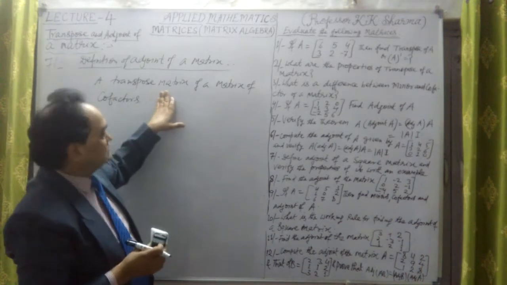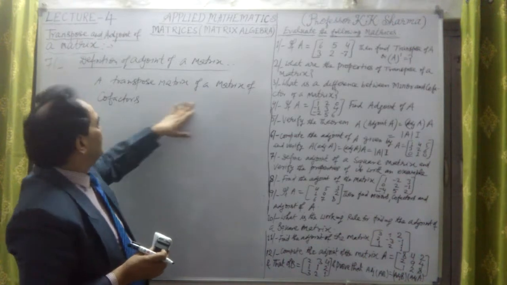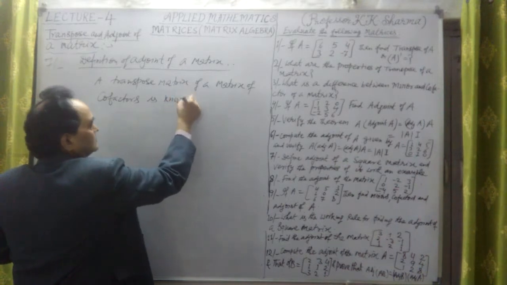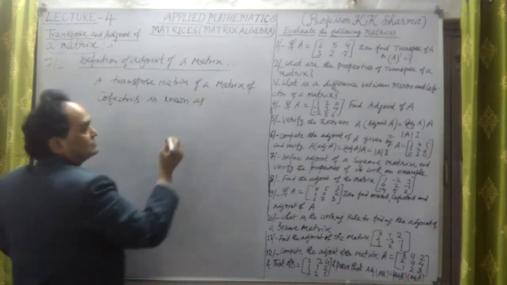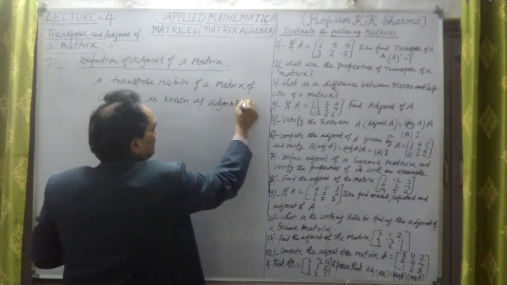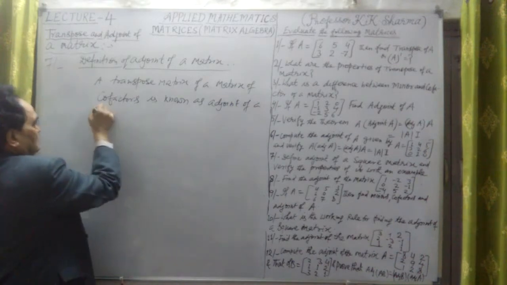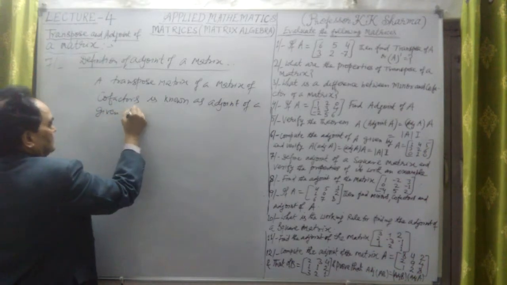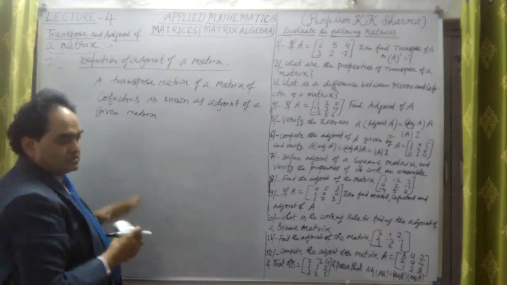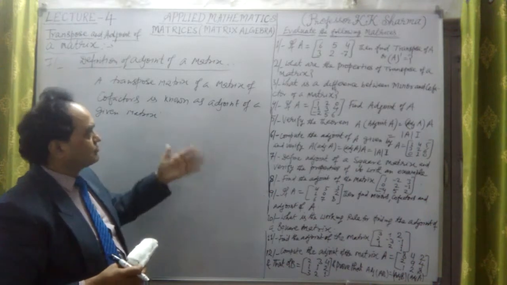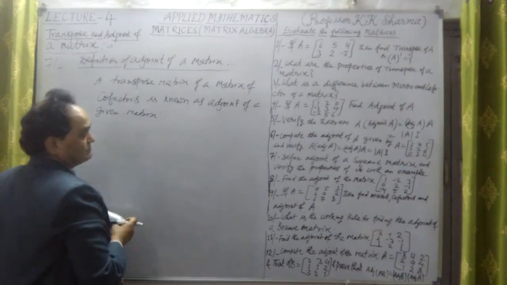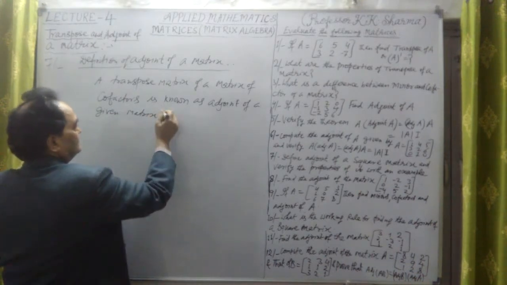A transpose matrix of a matrix of cofactors is known as the adjoint of that matrix, the adjoint of a given matrix. What is the transpose of the matrix of cofactors, or cofactors matrix? And what is a cofactor? We have that defined.